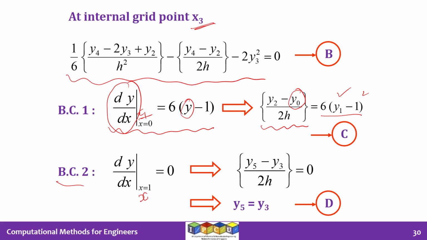That means at x4, x is equal to x4, it is given to be equal to 0. So dy by dx can be replaced by its finite difference approximation. In fact, a central difference approximation, which has a truncation error of the order of h squared. You can write it as y5 minus y3 by 2h is equal to 0. Here, because y5 minus y3 by 2h is equal to 0, we can write y5 is equal to y3. So that becomes an equation.